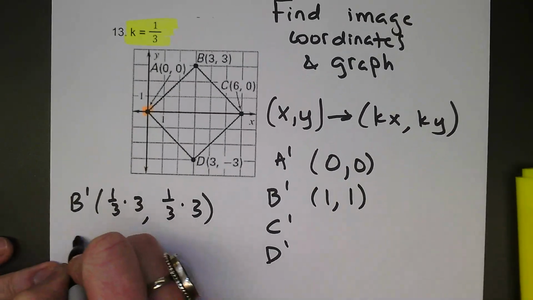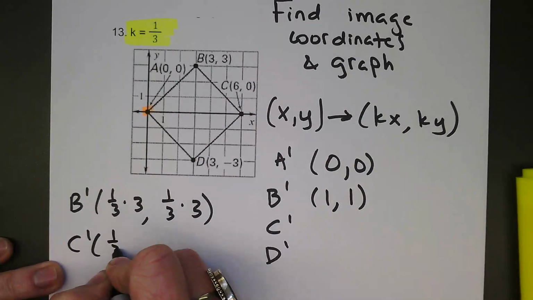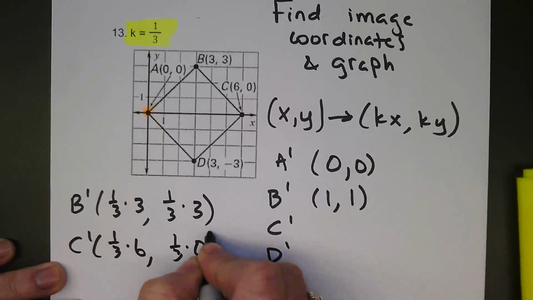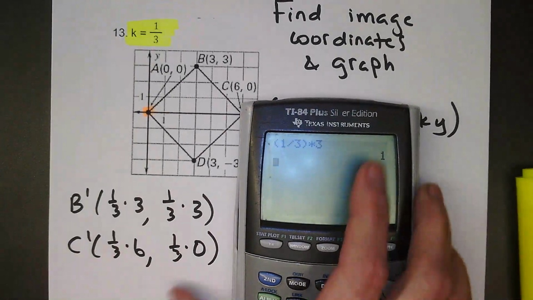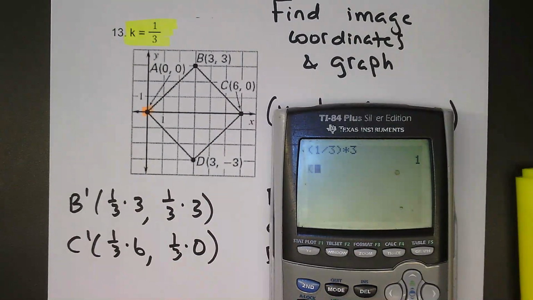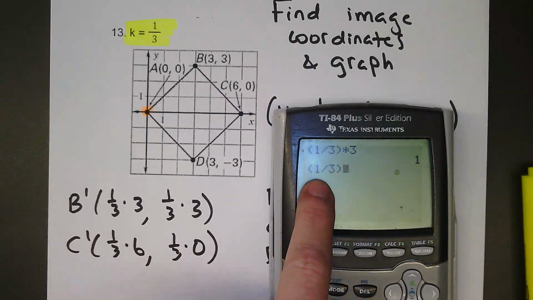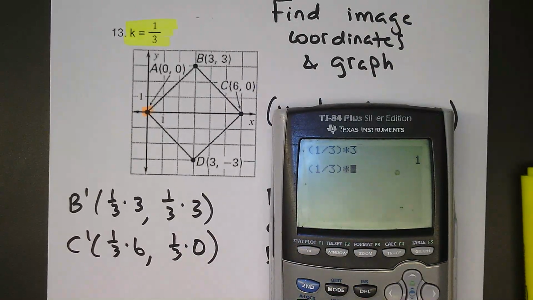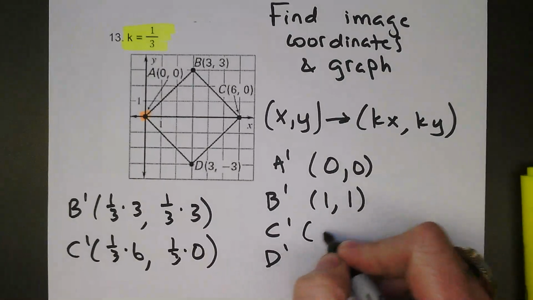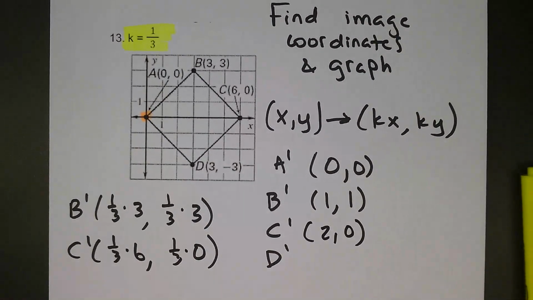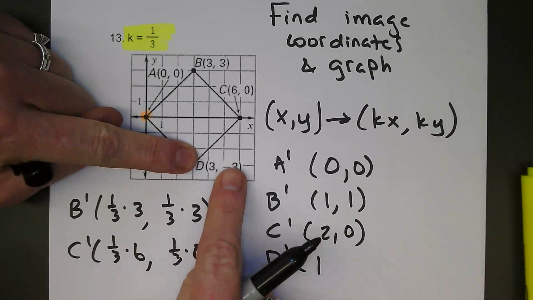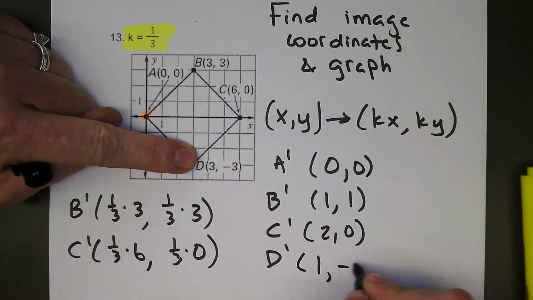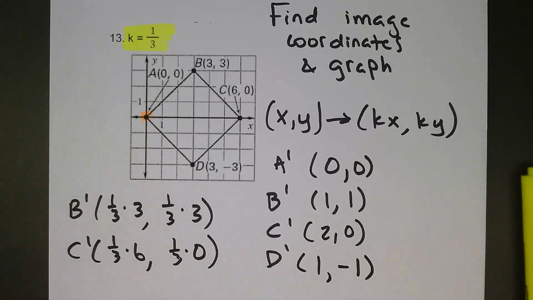Then for c prime, I'm going to do the same thing, right? I'm going to do my 1/3 times 6. And then it's my 1/3 times 0. I didn't really write it out for 0, 0, but it's just 1/3 of it. 1/3 of 6 is 2, but if you want the calculator to do the work for you, we can just put it in parentheses. My fractions I always put in parentheses. They're a division problem, so 1 divided by 3 times 6, it's going to be 2. So this is 2, 0. And then d prime, I've really already done this math. 1/3 of 3, I'm going to do that again. That's going to be 1. And then 1/3 of -3 is the same thing, but it's a negative. So it's just going to be 1, -1. And again, you can plug it in the calculator if you don't feel super comfortable with that.